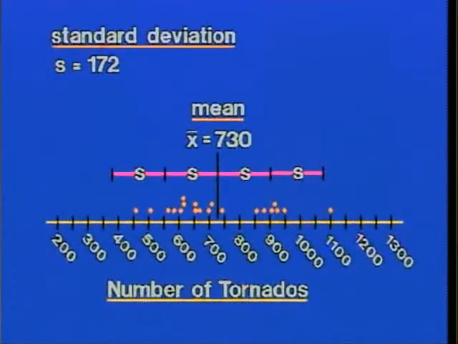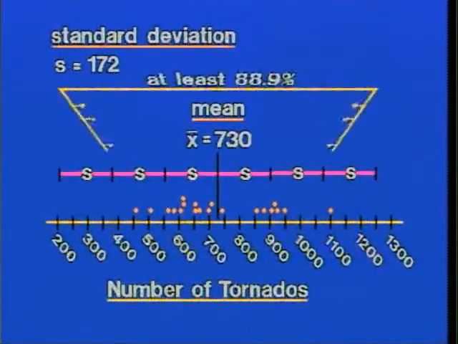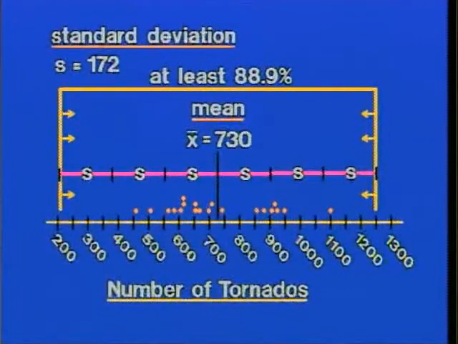And graphically, it looks like this. Now, here's where we were before with 2 standard deviations from the mean. If we move out to 3 standard deviations from the mean, we notice that for our data set here, all of the data values are within 3 standard deviations of the mean. But we know that Chebyshev is telling us that for any set of data, at least 88.9% of the data will be within this range. And we found that range to be 214 to 1,246.